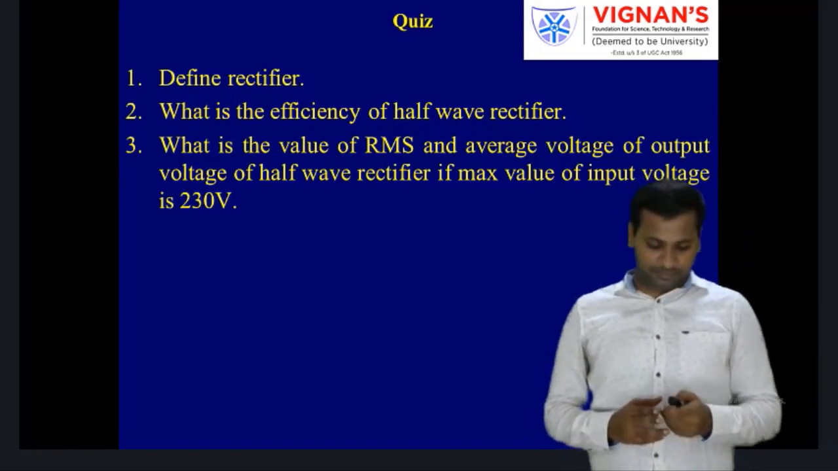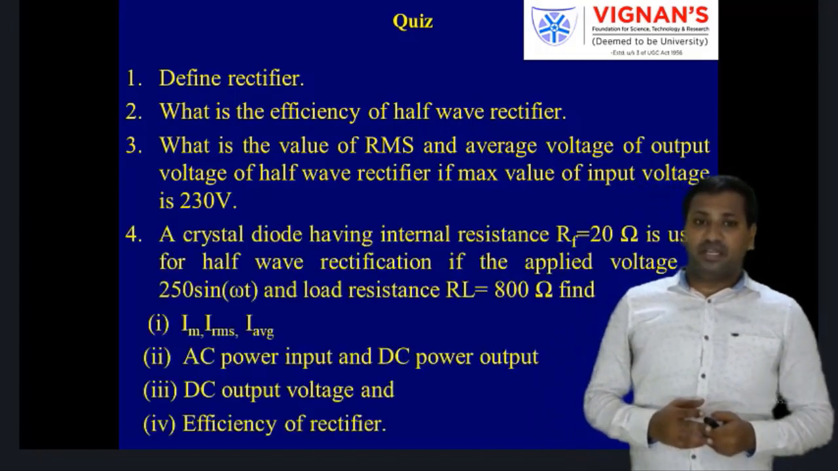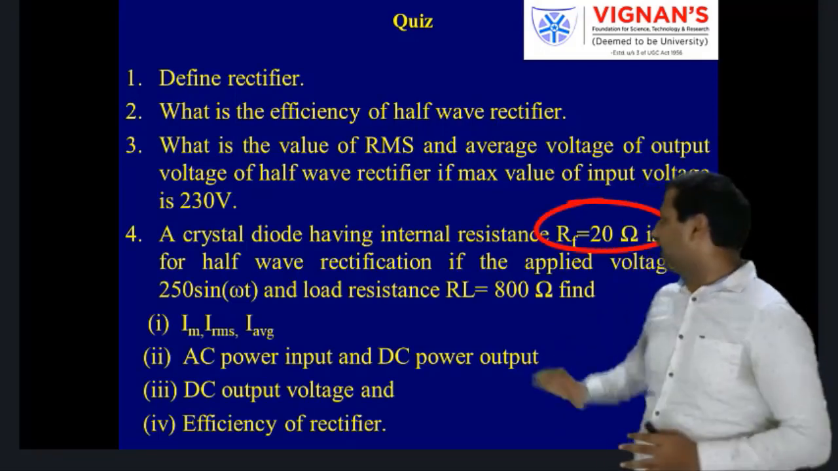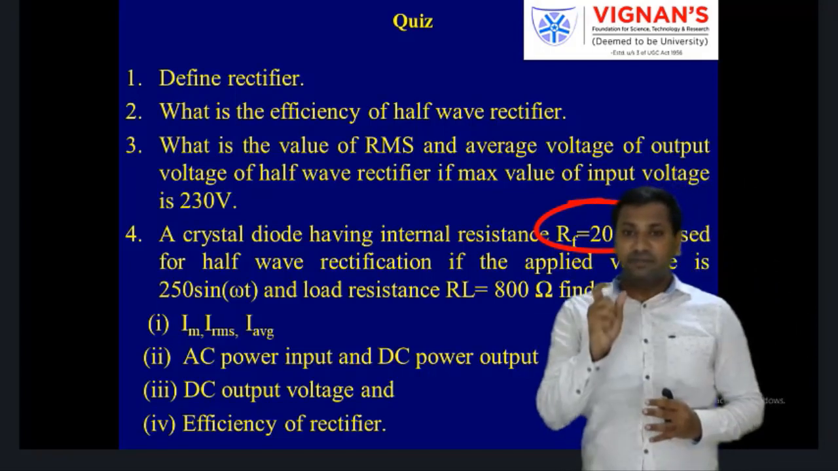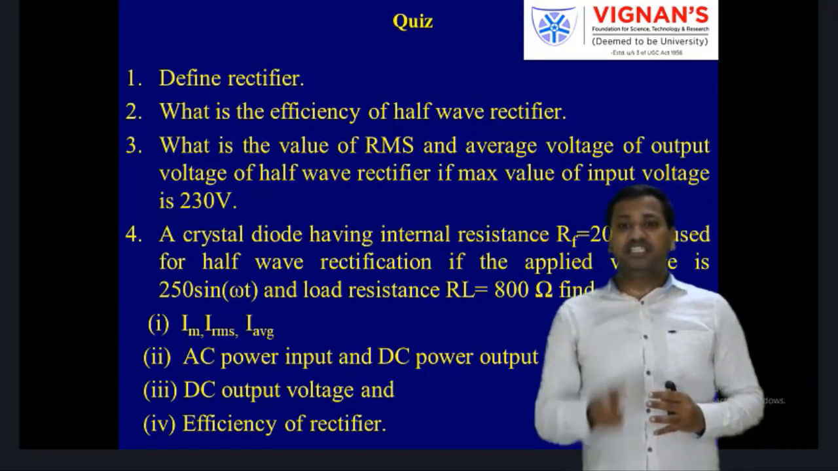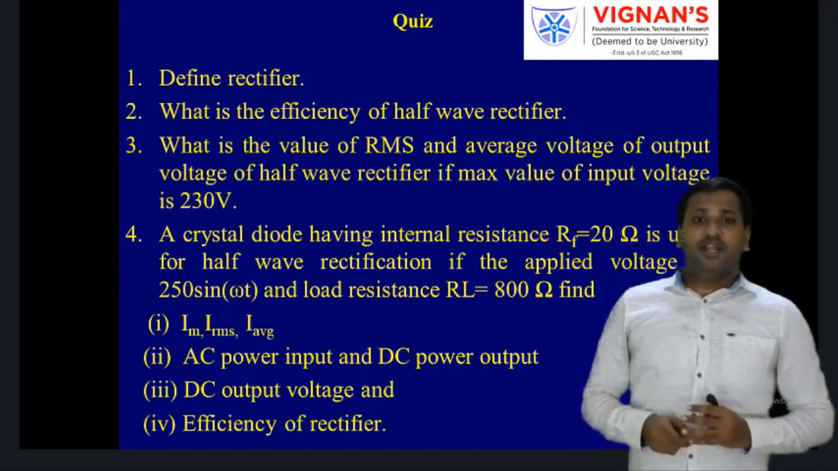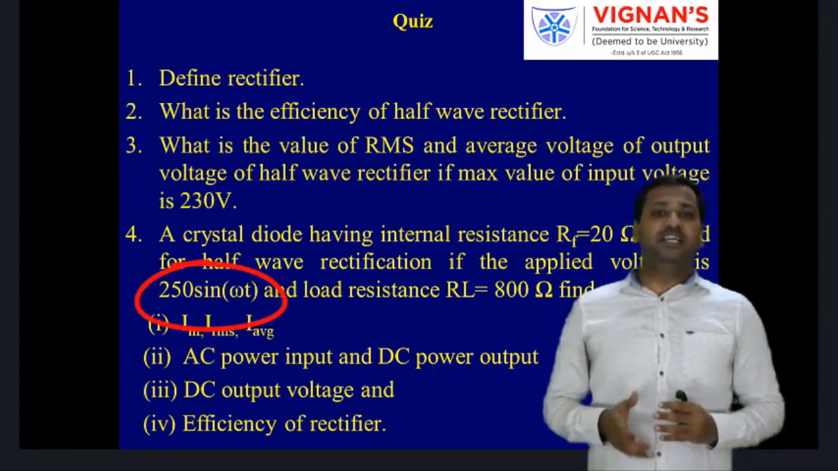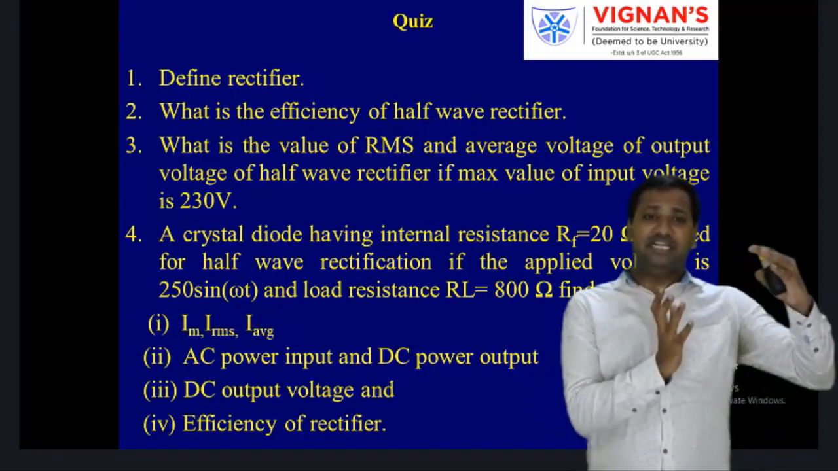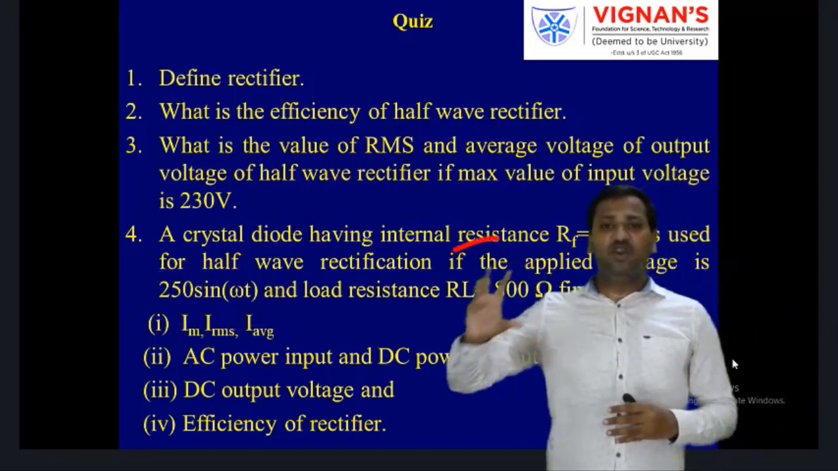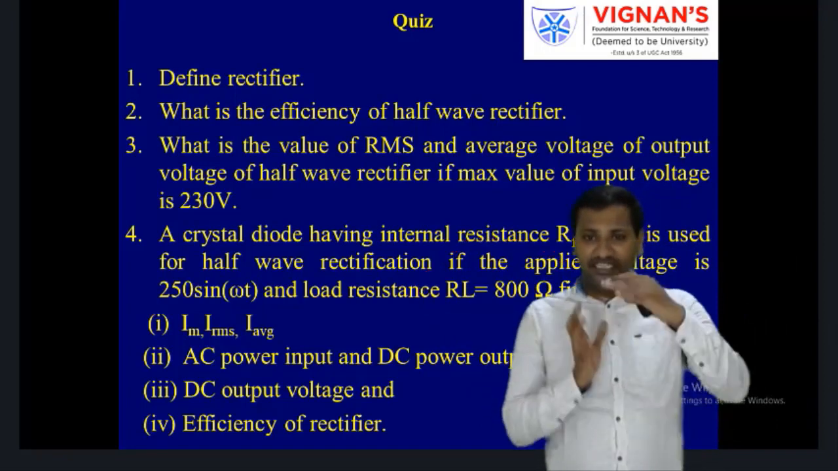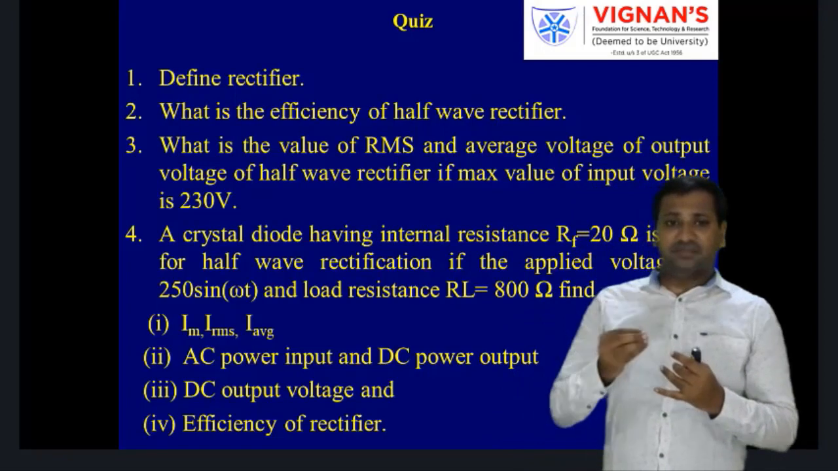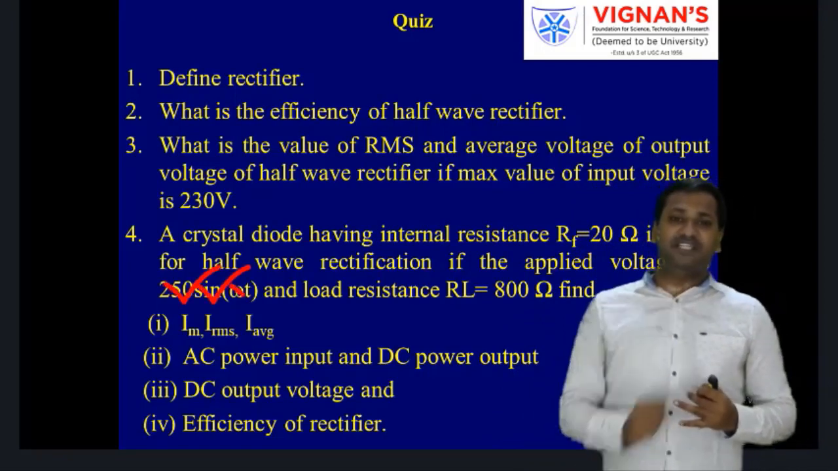Next one, it is given that a crystal diode having an internal resistance of 20 ohms, which is nothing but the forward bias resistance of that diode, is used for half wave rectification with an applied voltage of 250 sin omega t, where 250 represents the maximum voltage, and a load resistance of 800 ohms. For these specifications of the rectifier circuit, what do you need to find out? Maximum current, RMS current and average current.